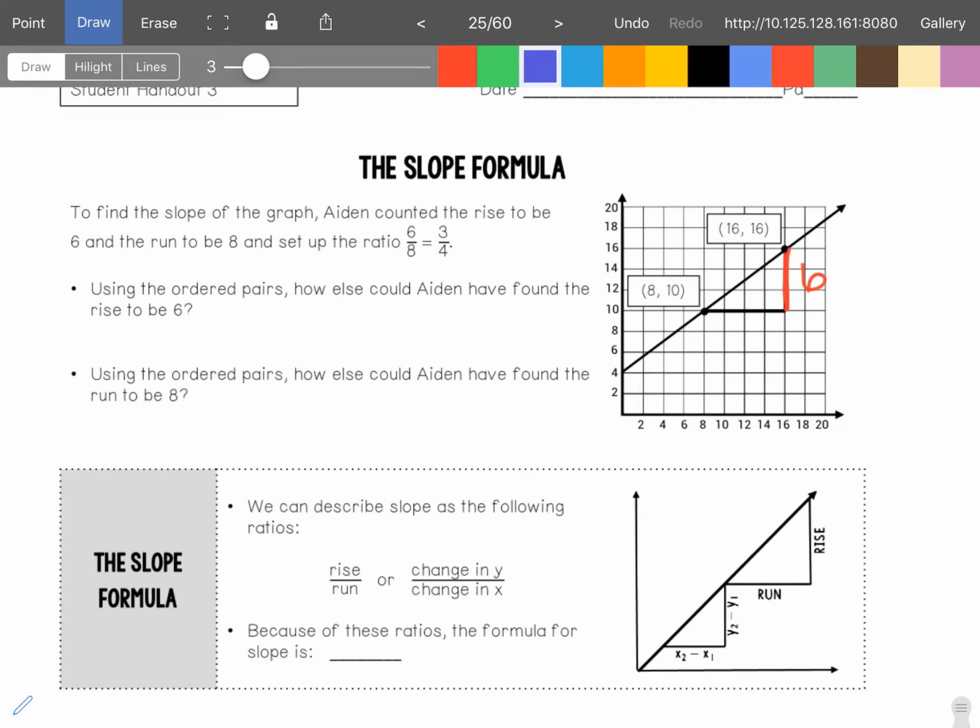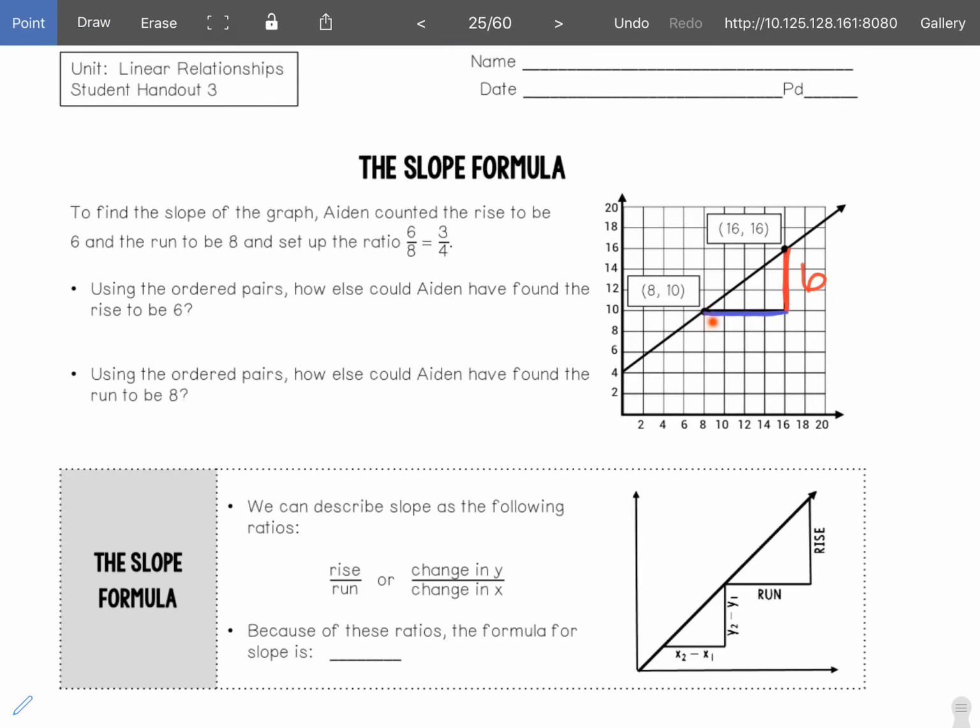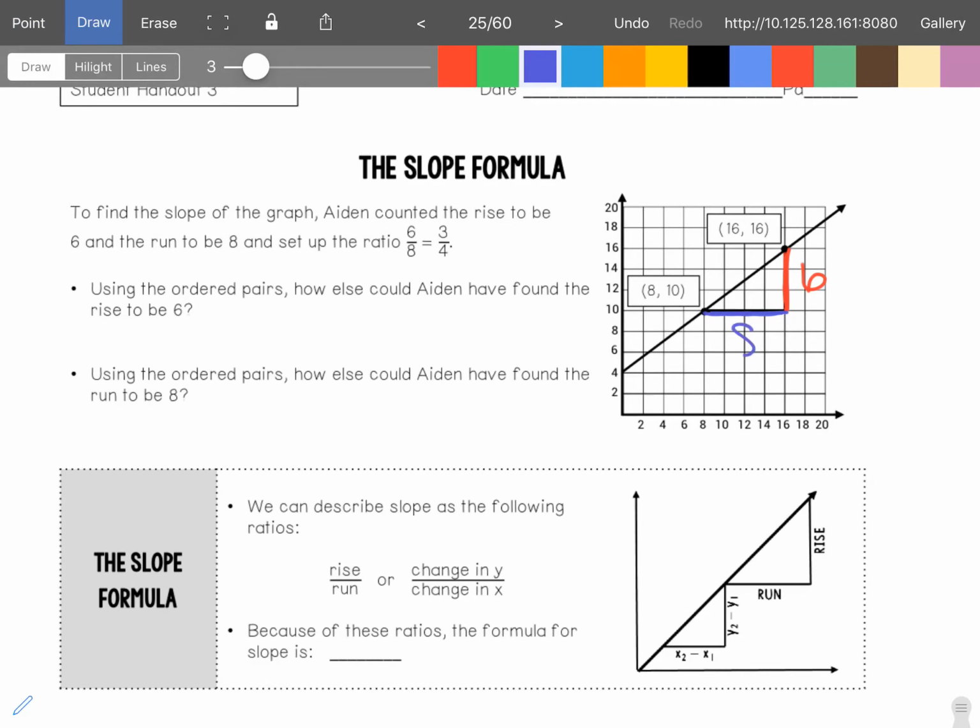And then the run, we run left and right, that deals with the x's. If we look down here, this is also going by 2's. So 2, 4, 6, 8. So that's how he came up with the 8. And then he wrote his fraction and simplified it, which is what you did in the last lesson, so that shouldn't feel any differently.